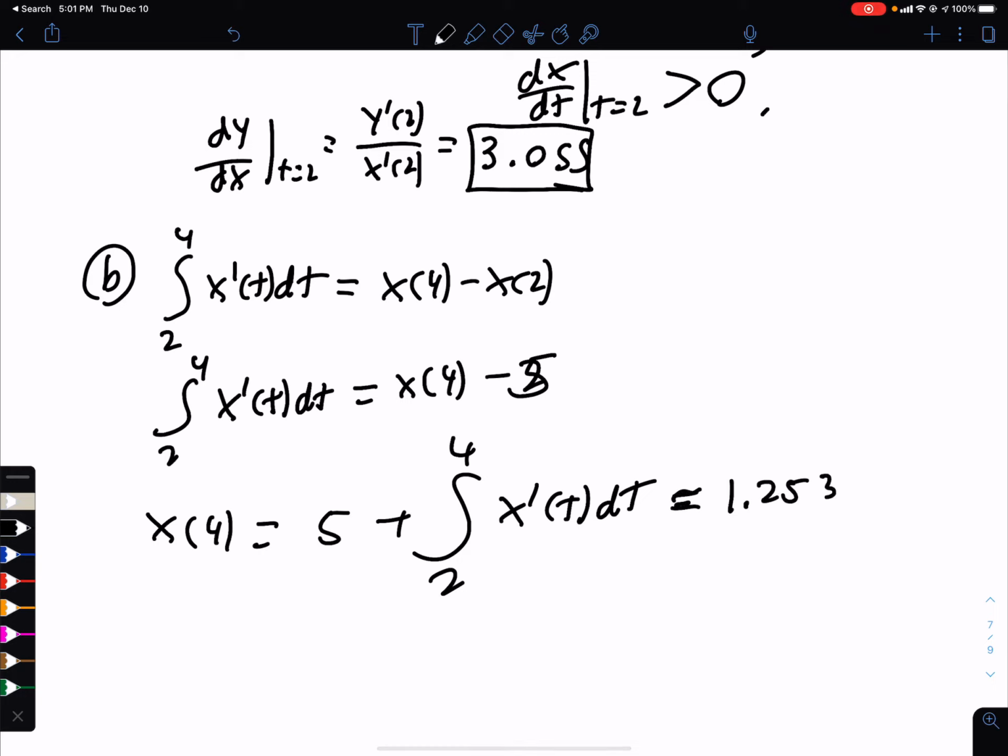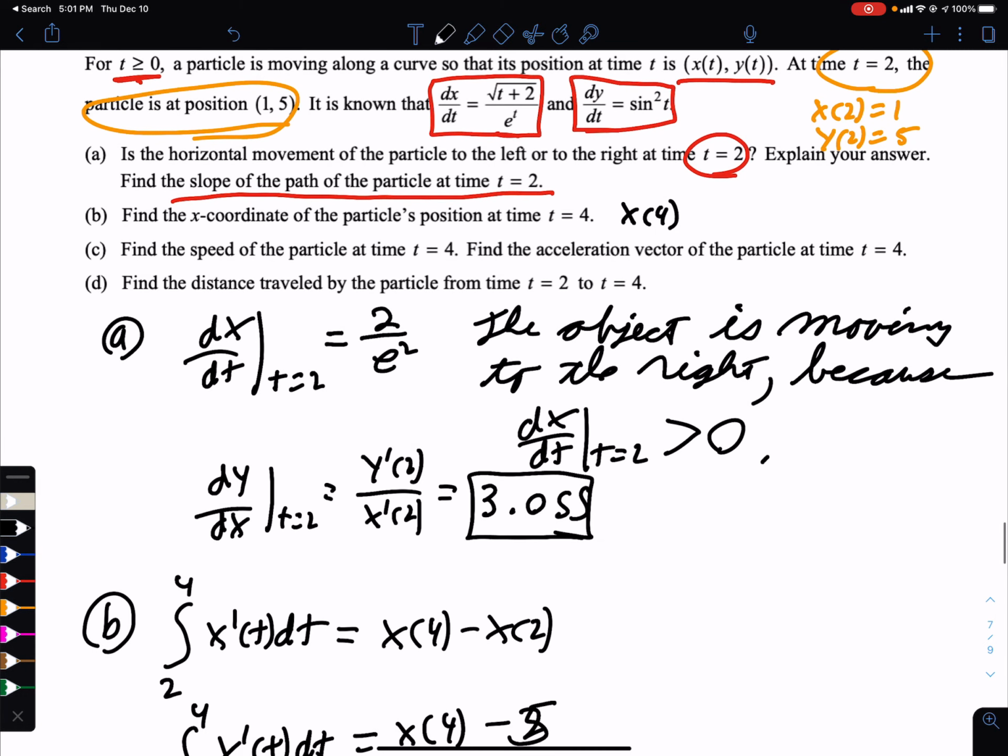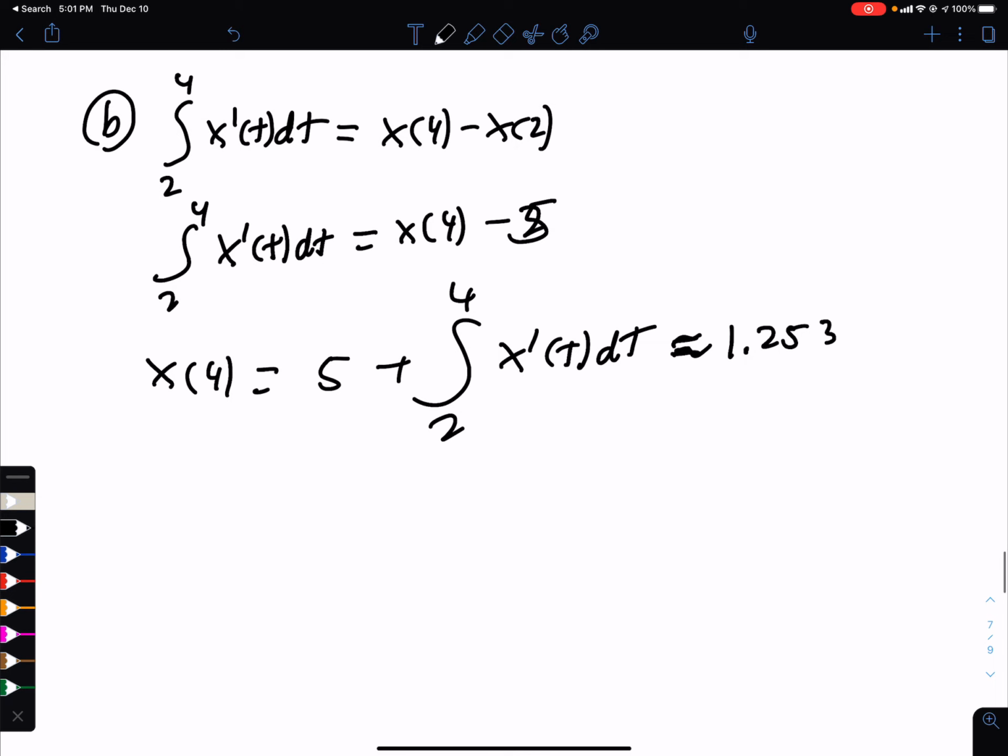That's an approximation because we're rounding off, and that's the position at 4. Let's read C. Find the speed of the particle at t equals 4 and the acceleration vector at t equals 4. Well, we just learned the speed formula.